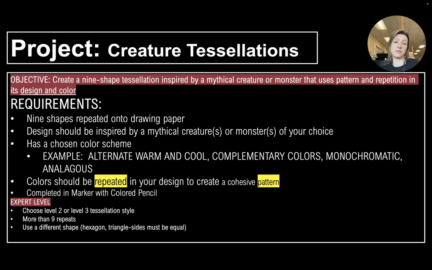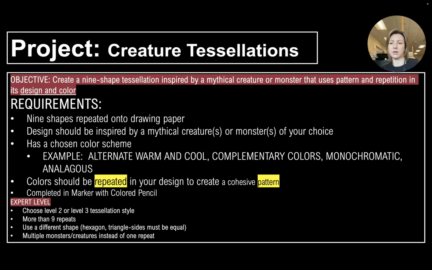Or if you want to use a different shape, so you can use any type of polygon with these. So it could be a hexagon, it could be a triangle. The only catch is the sides have to be equal. If you do not cut the original shape out correctly, the whole pattern will not work together. So again, if you want to do any type of alteration of your assignment, just talk to me and we'll figure it out.